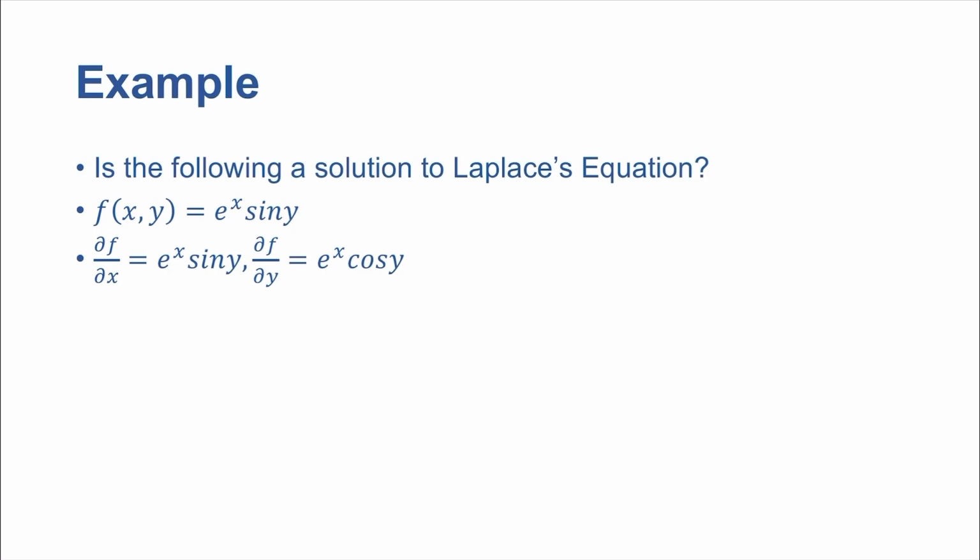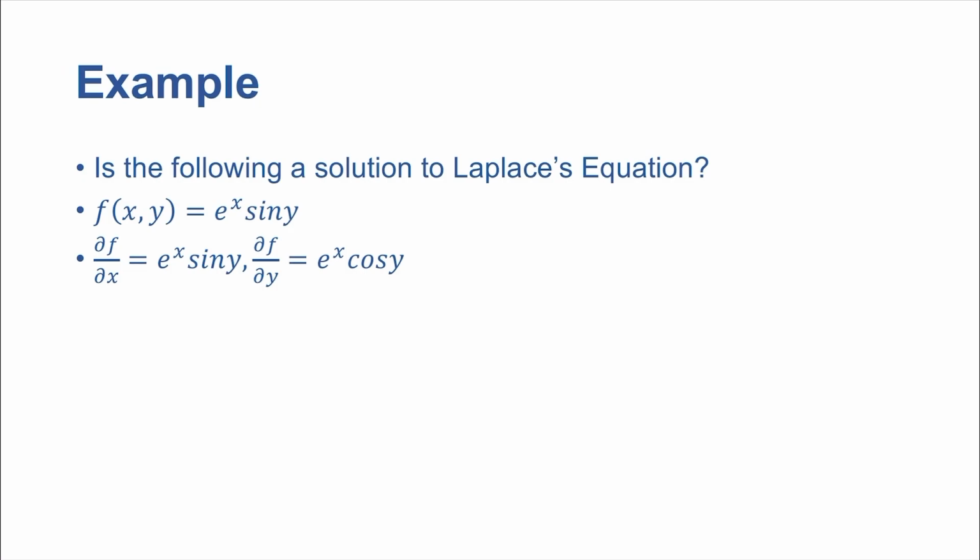Our first order term says that partial f by partial x is equal to e to the x sine y, and partial f by partial y is equal to e to the x cosine y, because you differentiate the sine and you get a cosine, obviously, right?